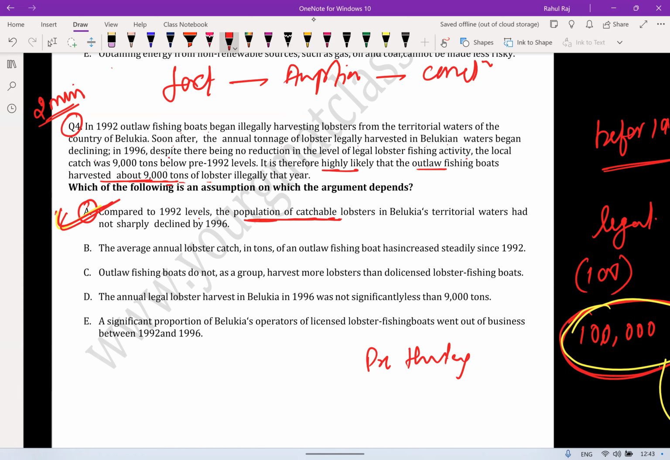A lot of you have marked an answer. Which answer have you marked? Answer E. Let's come down to E now. A significant proportion of Billiken operators licensed for lobster fishing. Who has marked this answer?